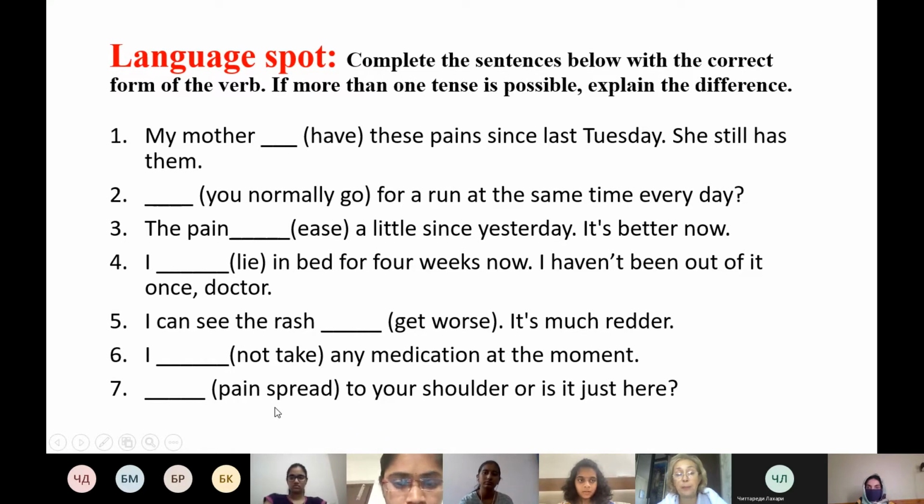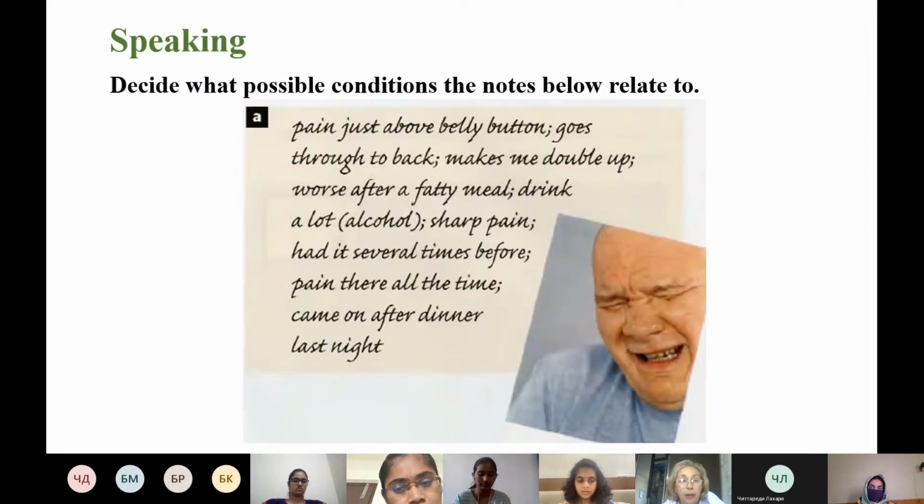And if we use the present simple tense, use the present simple, please. Does the pain spread to your shoulder, or is it just here? Does or do, these are the auxiliary verbs which are used to make questions in the present simple tense. Okay, so we have some problems with the grammar.